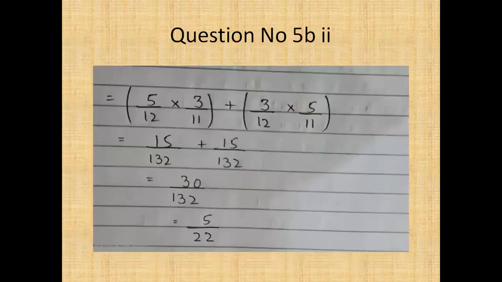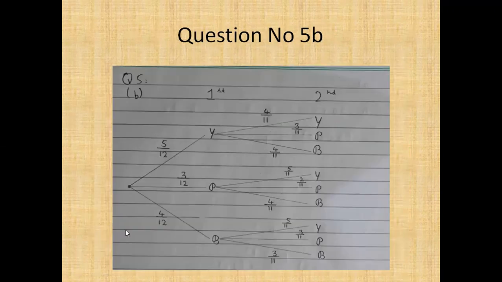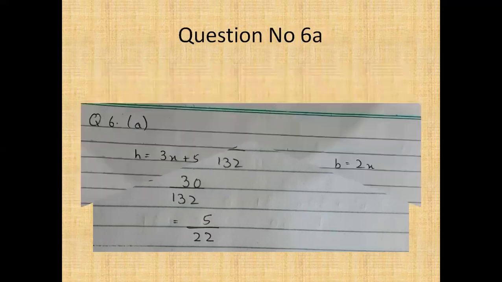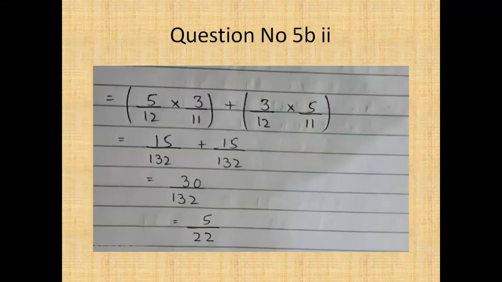yellow, pink plus pink, yellow, so it will be 5 by 12 multiplied by 3 by 11, plus 3 by 12 multiplied by 5 by 11. So we are talking about yellow, pink, so 5 by 12 multiplied by 3 by 11, and pink, yellow, that will be 3 by 12 multiplied by 5 by 11. So you get 15 by 132 plus 15 by 132, and that will be 30 by 132, and that will be 5 by 22. Okay, so this is how we do this question. So we are done with question number 5.